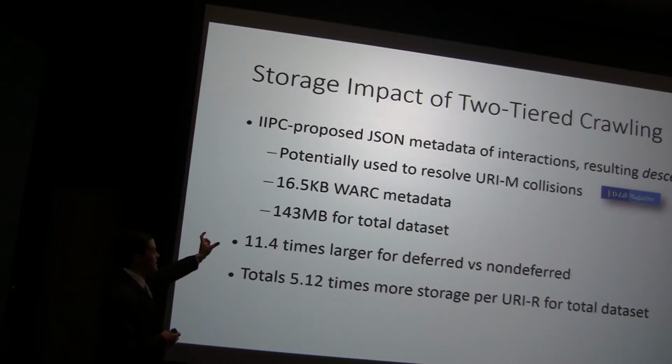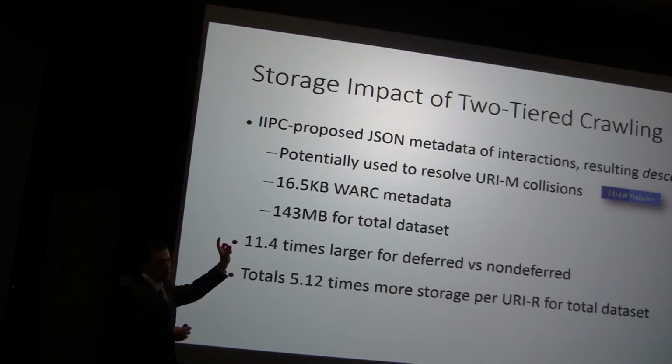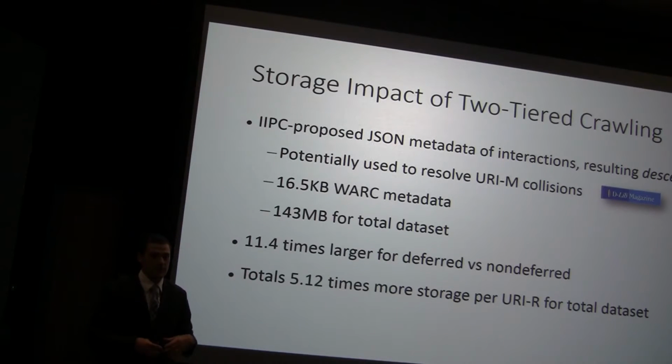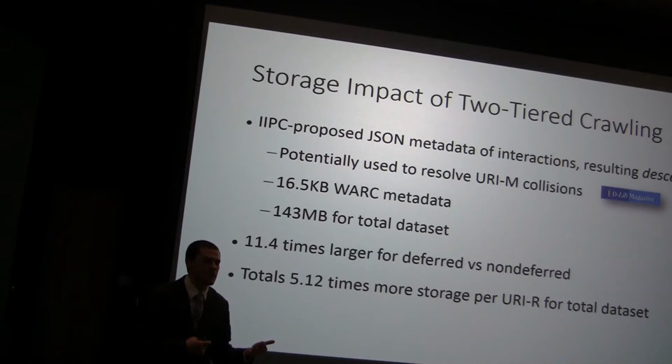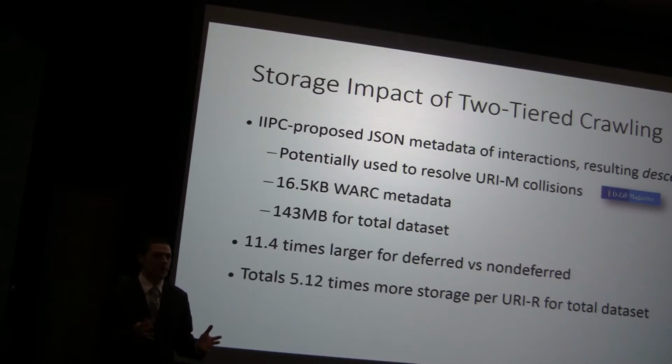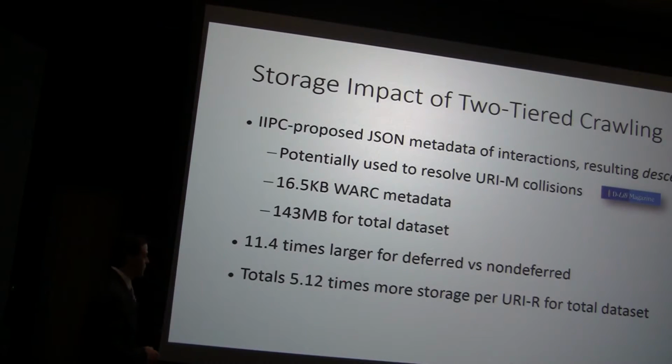And that will add about 16.5 kilobytes per WARC of additional metadata. And when you consider the cost in storage space to store deferred representations, descendants, and all of their embedded resources, the archives will require about 5 times more storage than they're currently required.